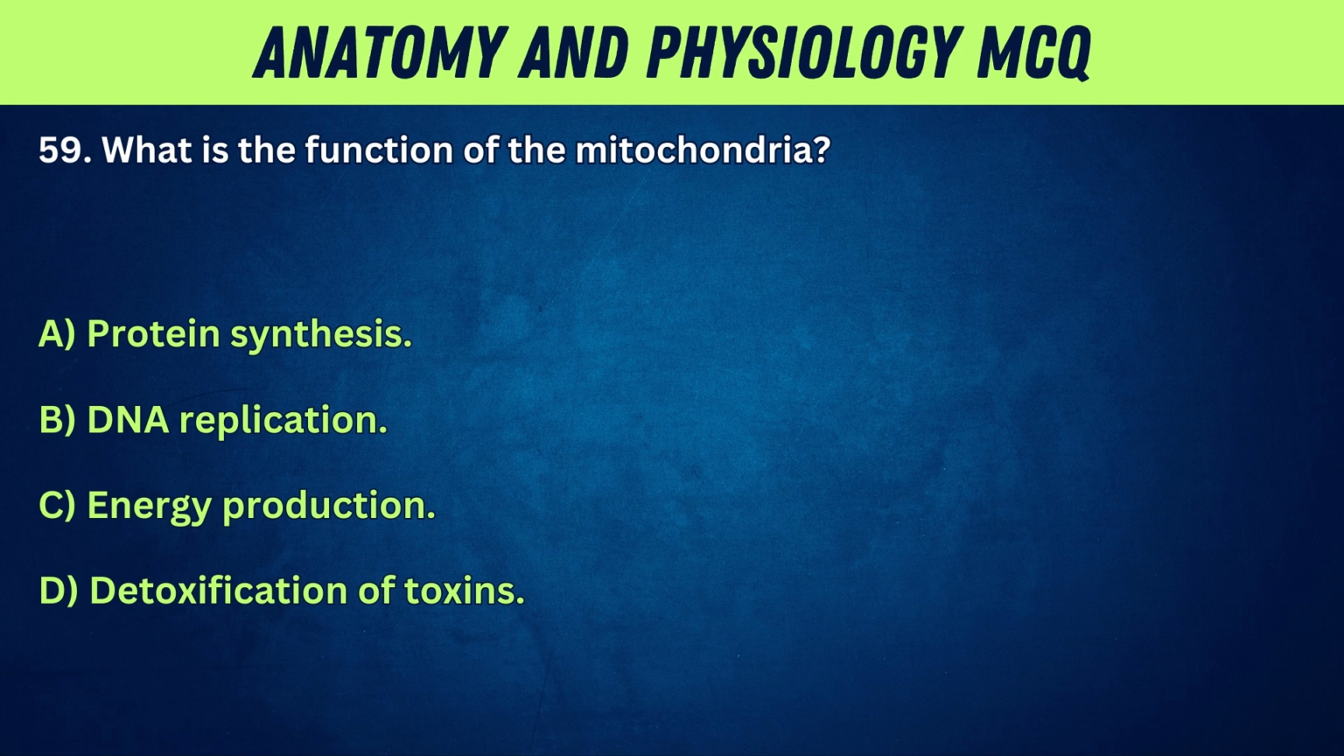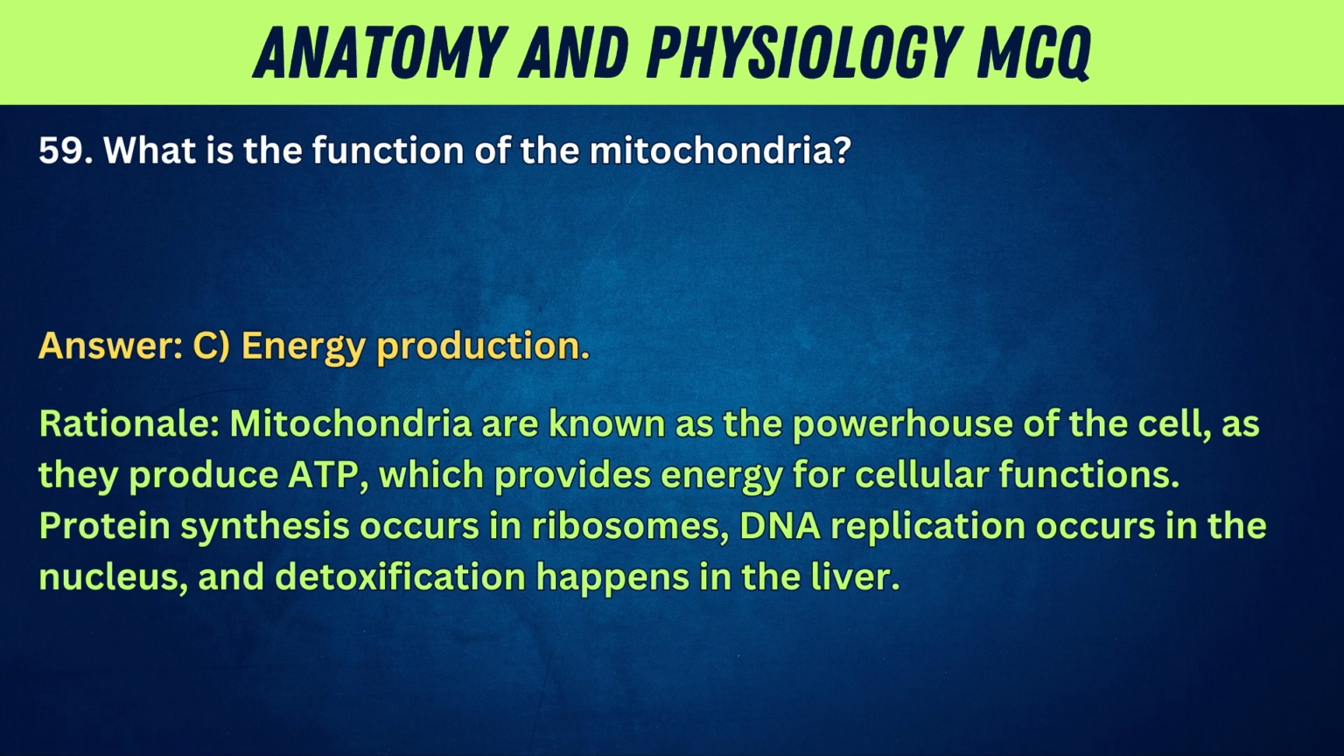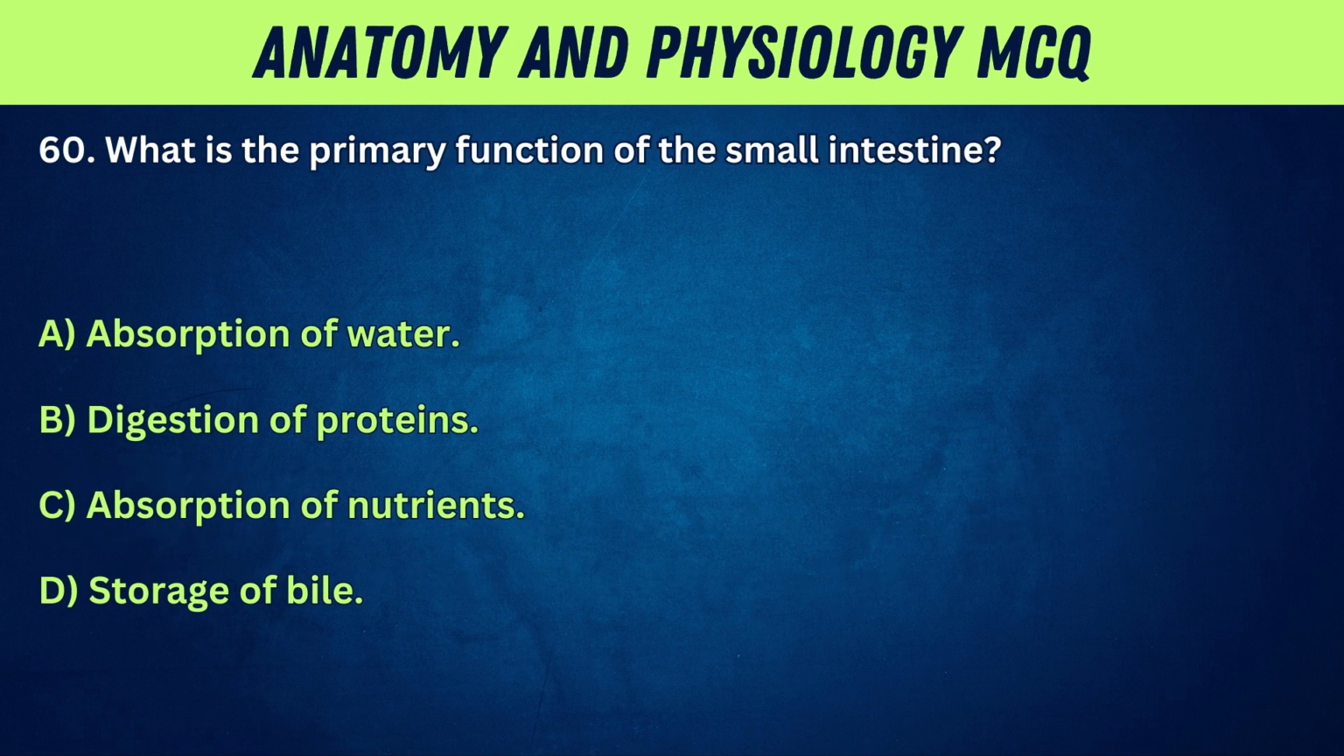Energy production, D. Detoxification of toxins. Answer: C. Energy production. Rationale: mitochondria are known as the powerhouse of the cell, as they produce ATP, which provides energy for cellular functions. Protein synthesis occurs in ribosomes, DNA replication occurs in the nucleus, and detoxification happens in the liver. 60. What is the primary function of the small intestine?